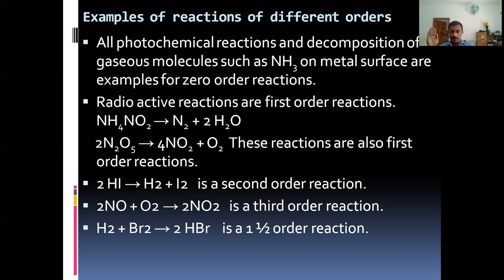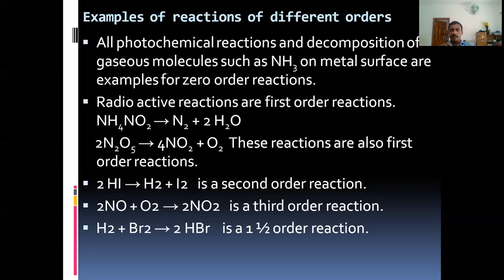Now first order reactions. Example, radioactive reactions are first order reactions. Reactions in which alpha, beta, gamma radiations are emitted are first order reactions. Another example, NH4NO2 gives N2 plus 2H2O. It is a first order reaction. 2N2O5 gives 4NO2 plus O2. It is another first order reaction.